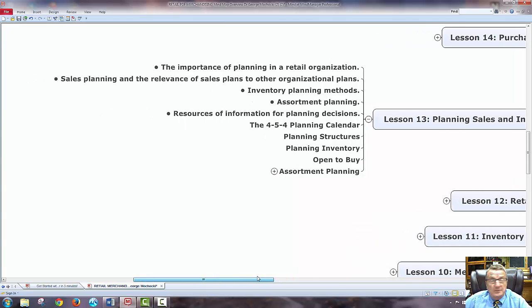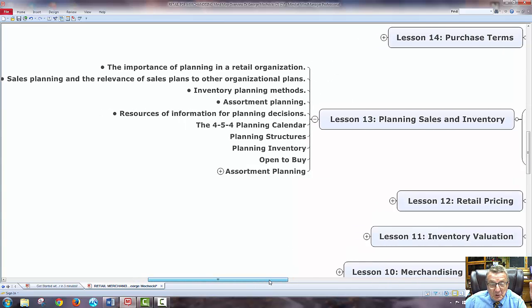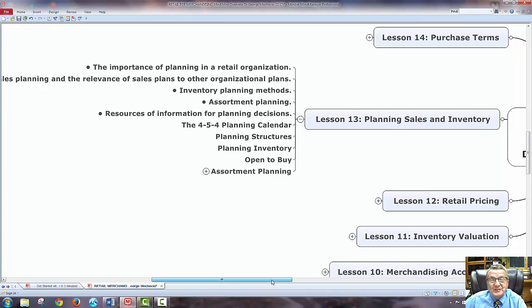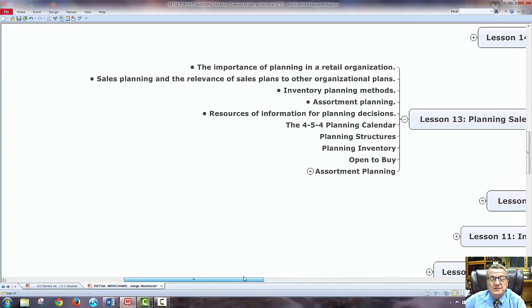Okay, so I'm just giving an overview. There's a lot here. You'll learn a lot when you come out of here. You'll have a good basic understanding. Planning and sales inventory: the importance of planning in a retail organization. Sales planning, reference to the sales plan. Inventory planning: I've got to buy the inventory before the sale. A lot of retailers buy the inventory 3 to 6 months in advance.